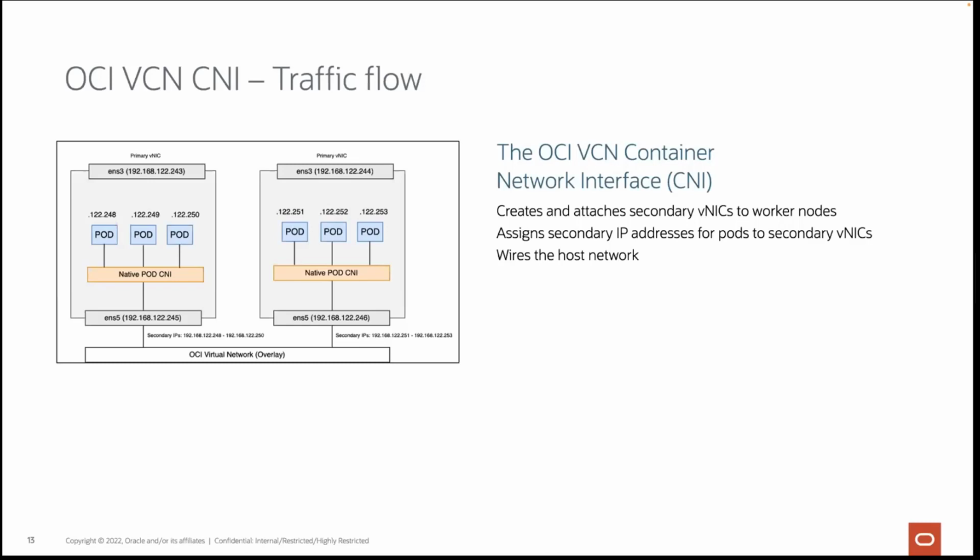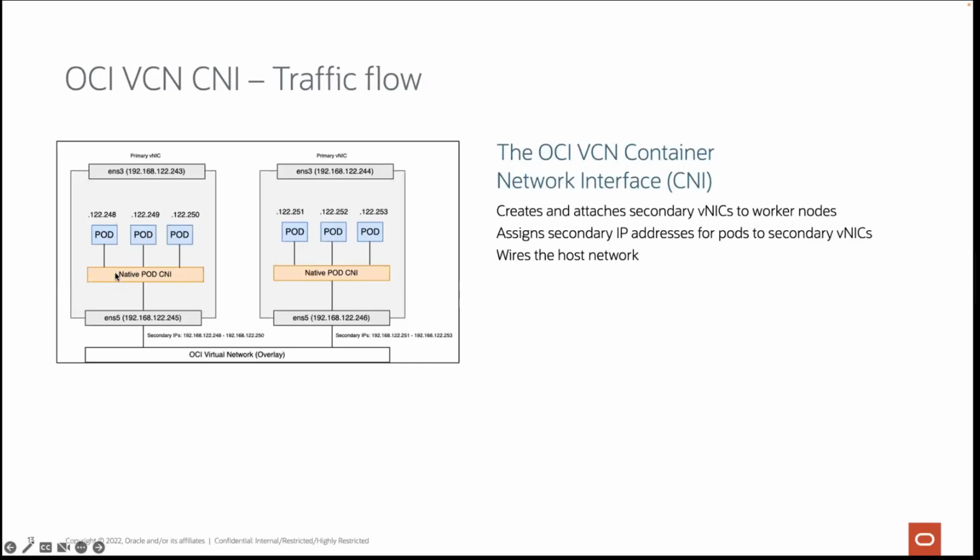So if we look at how pod-to-pod communication looks in this scenario, let's say this pod right here wants to communicate to this pod in the same worker node. This particular native pod CNI would make sure that the traffic just gets switched right here within the same worker node.